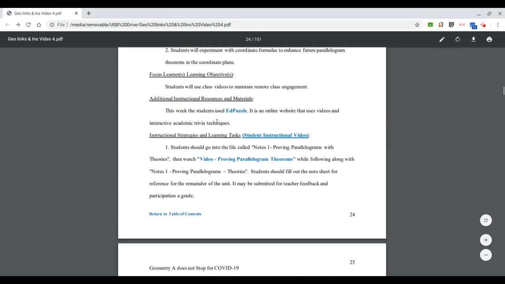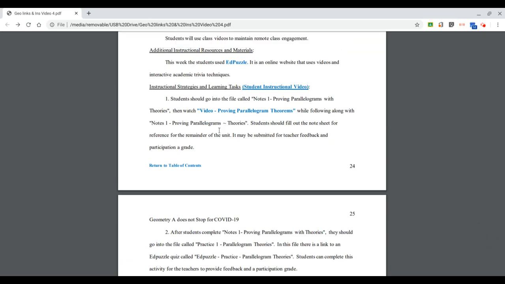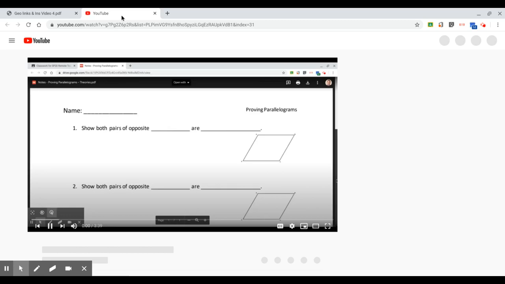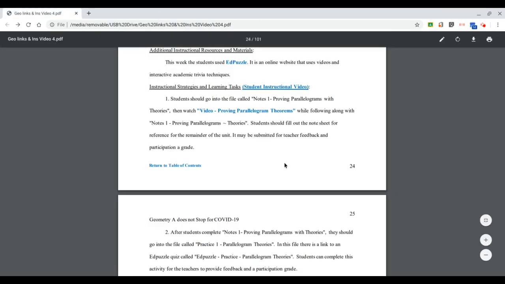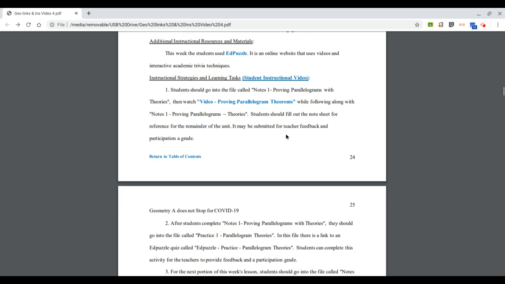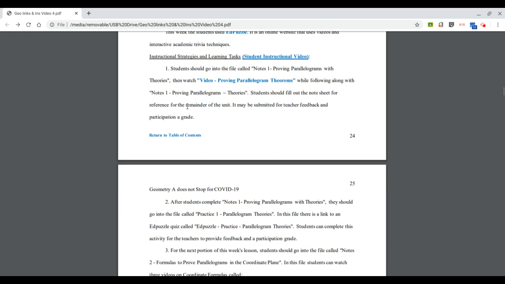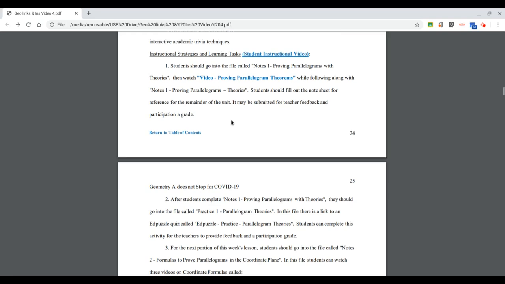To start this week off, the students must go into a file called Notes 1, proving parallelograms with theories, and they need to watch a video called Proving Parallelogram Theorems while following along with a note activity. And this is the video. It's pretty simple, just a fill in the blank type video. It's kind of an organized guideline for the video, or guideline notes. And then Notes 1, proving parallelograms, can be submitted for participation grade.